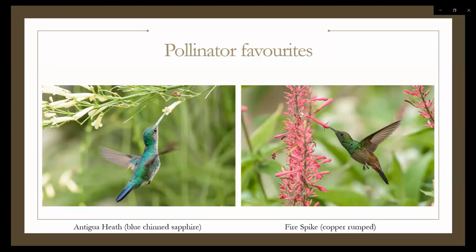And then also on the right side of the image, there is the fire spike. This is a kind of purplish one. And there's also a lovely red one. Again, very easy to propagate by pieces. And the birds are very keen on it. The hummingbirds love it, the butterflies, the bees. It creates a very pretty display in the garden, and it's really great for the pollinators.